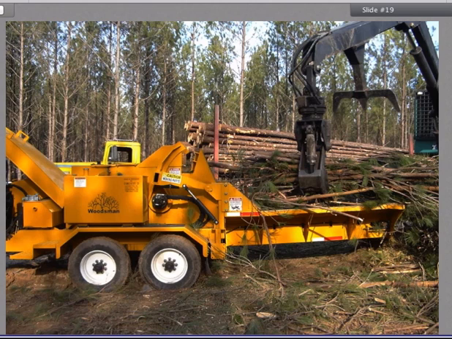Small chipper, maybe 325 horsepower. This operation was only generating about 1.5 loads per day on 8 loads of roundwood. So not a lot of material. And again, he used it mostly to clean the site. You can see this was a thinning operation.